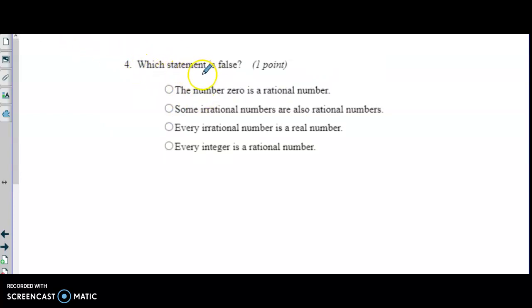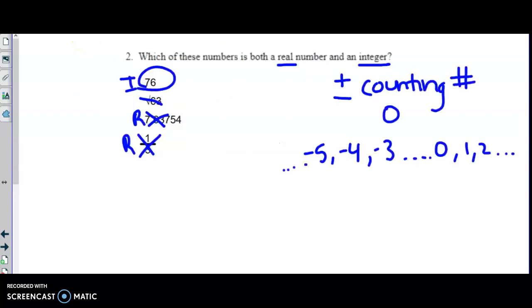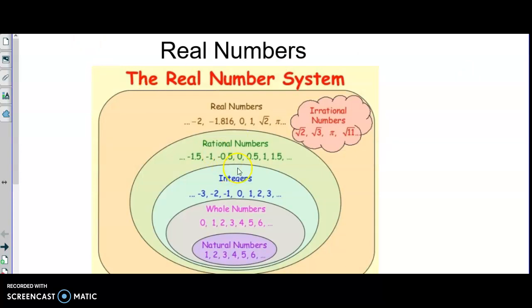Which statement is false? The number 0 is a rational number. Well, that's true. Actually, I should pull this. Let me get this thing so we can all look at these together.